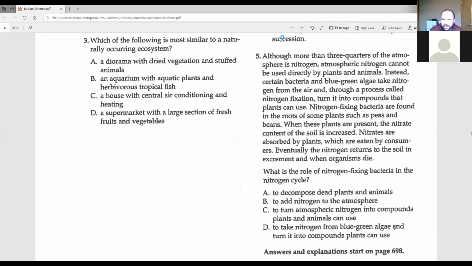Instead, certain bacteria and blue-green algae take nitrogen from the air and, through a process called nitrogen fixation, turn it into compounds that plants can use. Nitrogen-fixing bacteria are found in the roots of some plants, such as peas and beans. When these plants are present, the nitrate content of the soil is increased. Nitrates are absorbed by plants, which are eaten by consumers. Eventually, the nitrogen returns to the soil in excrement and when organisms die.